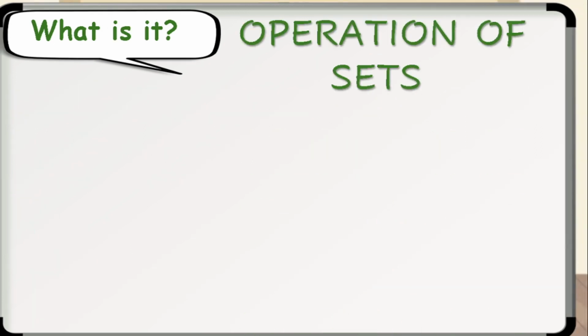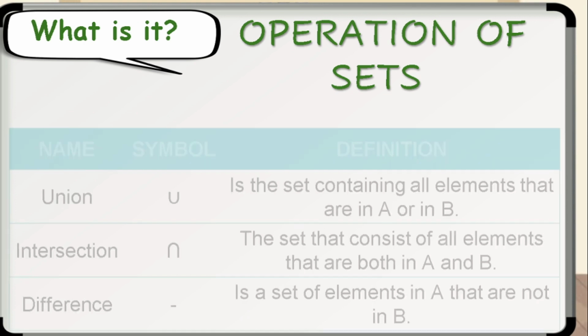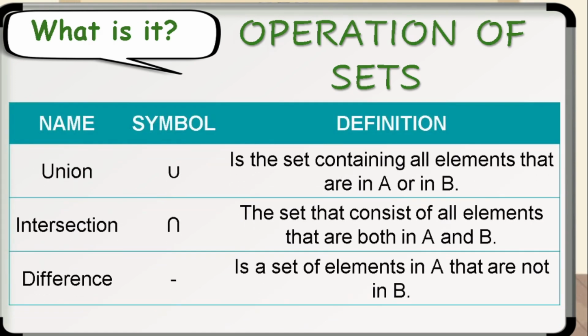Now we will discuss 3 operations of sets. The first one is the union of sets, denoted by this symbol. It is the set containing all elements that are in set A or in set B. Next is the intersection of sets, denoted by this symbol. This is the set that consists of all elements that are both in A and B. And we also have the difference of two sets, denoted by the minus sign. It is the set of elements in A that are not in B, or the other way around.